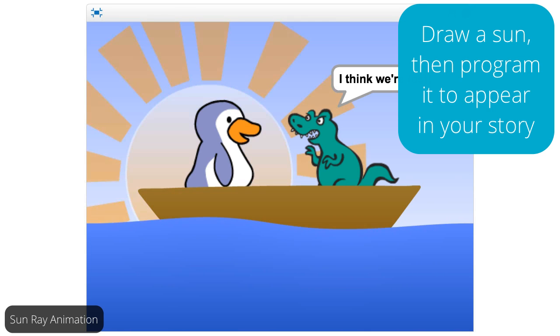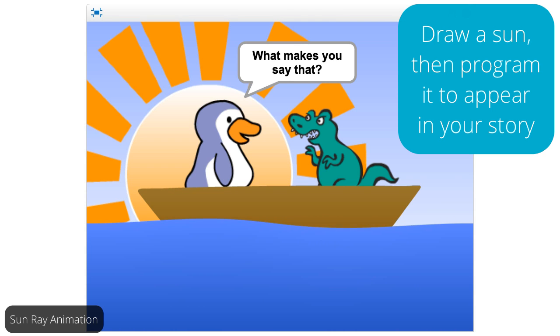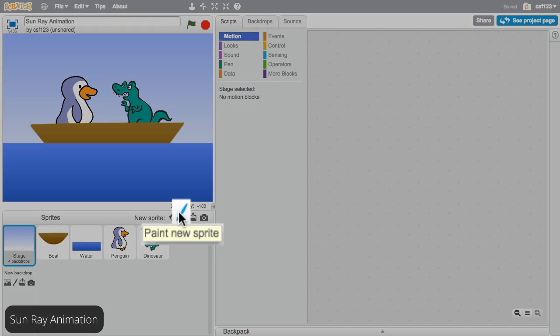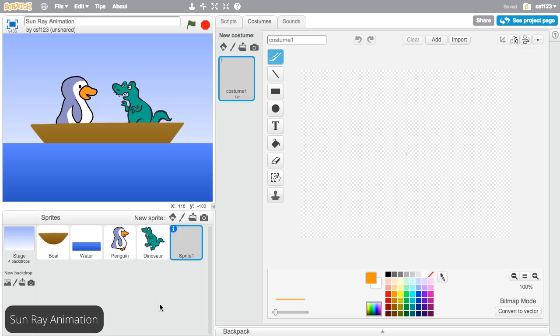In this add-on, you'll draw a sun, then program it to appear in your story. To start, click the Paint New Sprite button. Click the Eye or Information button on the sprite and rename it Sun.